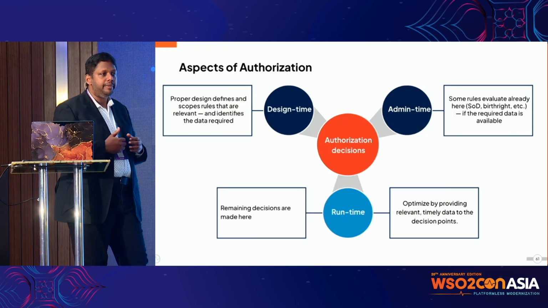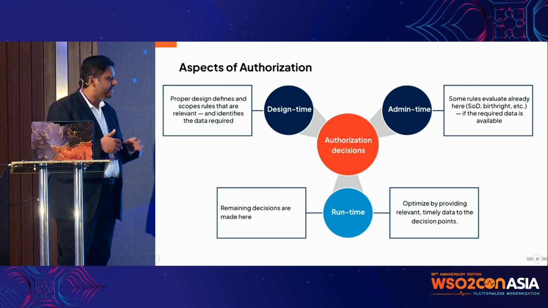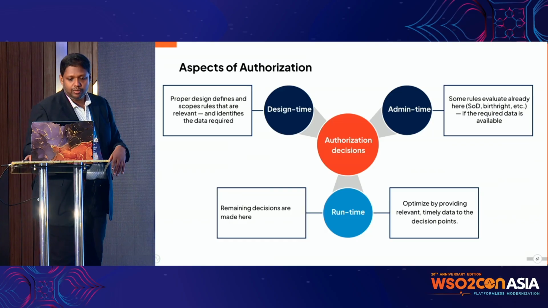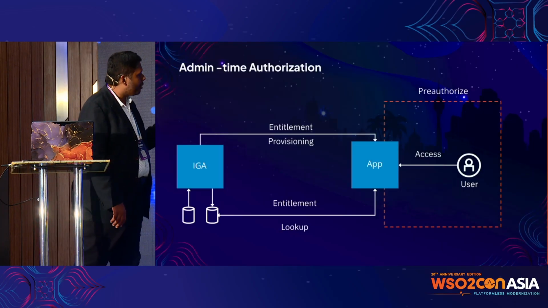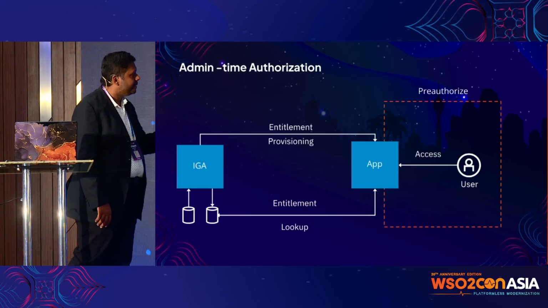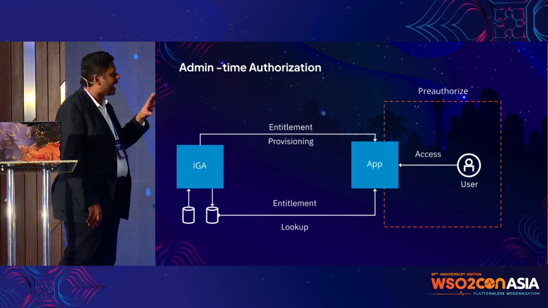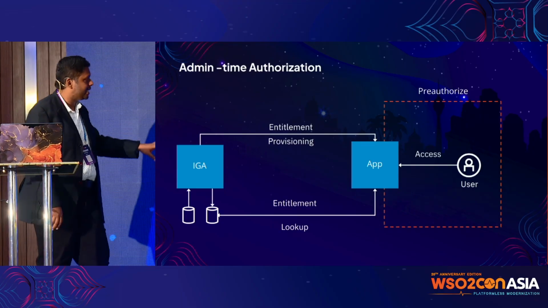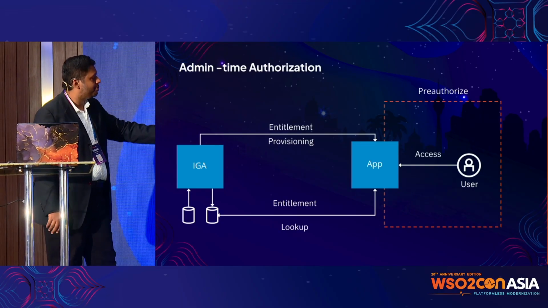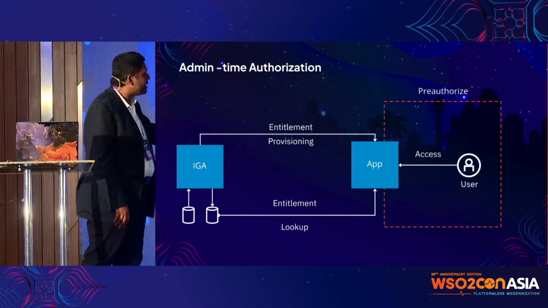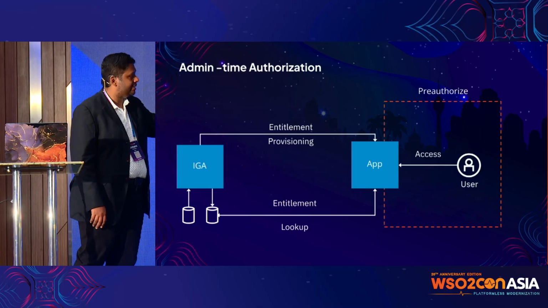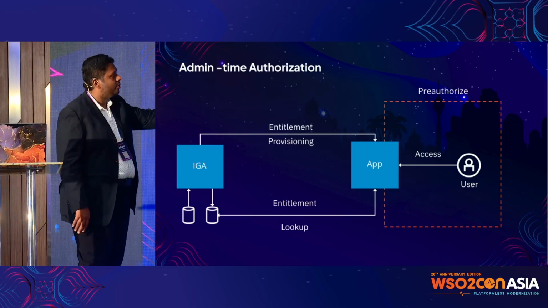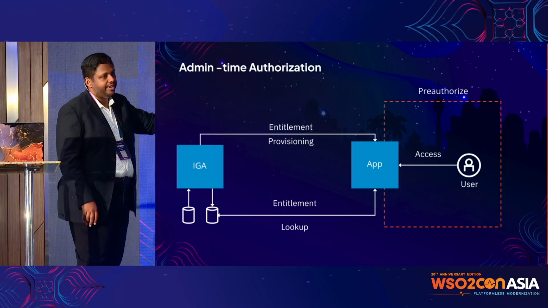But there is more dynamic authorization that needs to be evaluated and enforced at runtime. For example, if you are provisioning a user to an application, that decision can be made by the admin in the IGA. IGA is Identity Governance and Administration. Typically, that's the system that you would use to provision. So that decision is made by the admin when the user is provisioned itself. So whenever the user is trying to access, that decision is already made. It's already pre-authorized when he's trying to access.